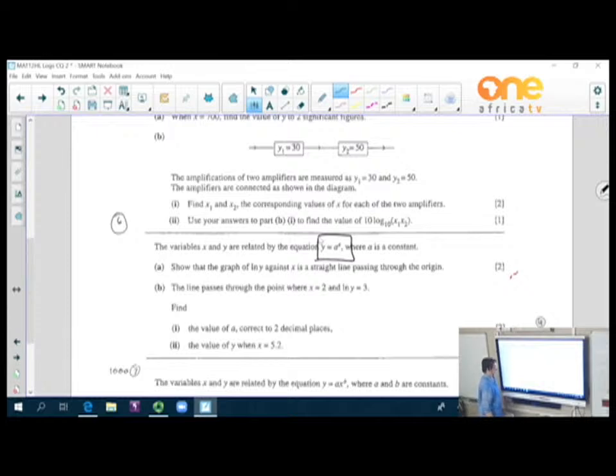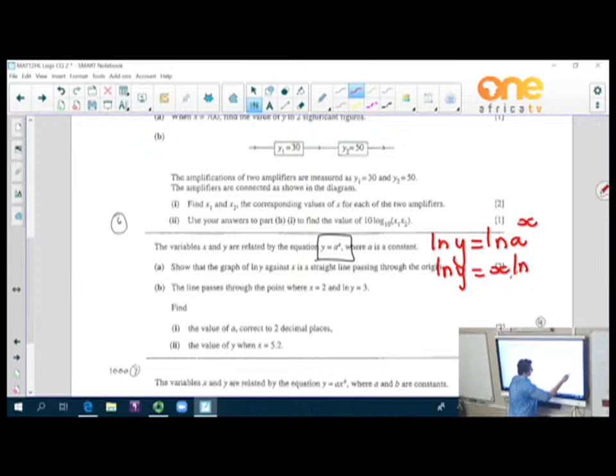Exponential equation. Show that the graph of ln y against x passes through the origin. We have to show that it's a straight line graph. So this is now where we log both sides. So it's then ln y is equal to ln a^x. And then it is ln y, which is equal to x ln a.